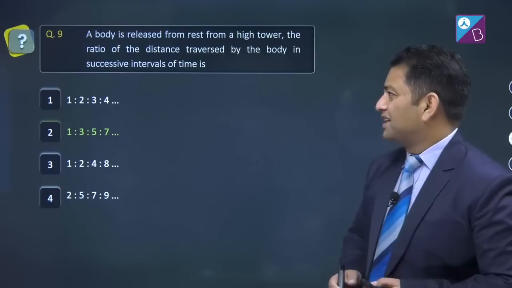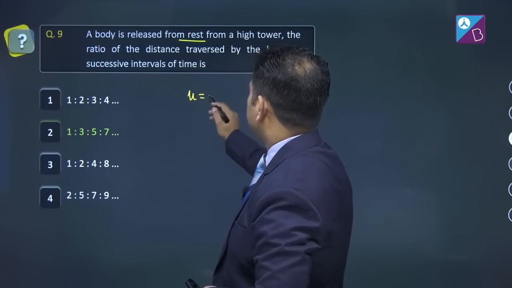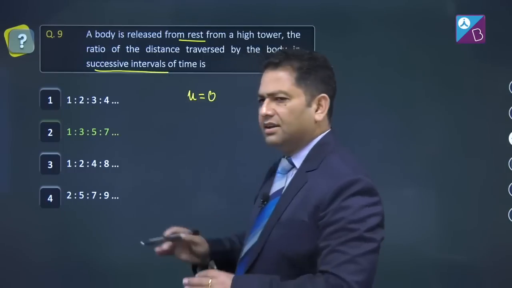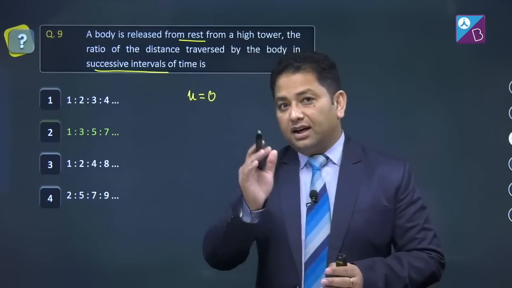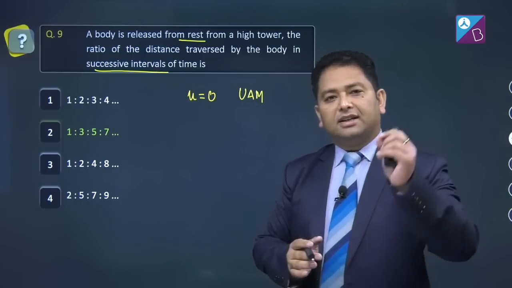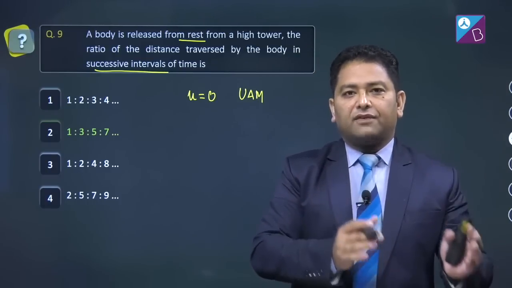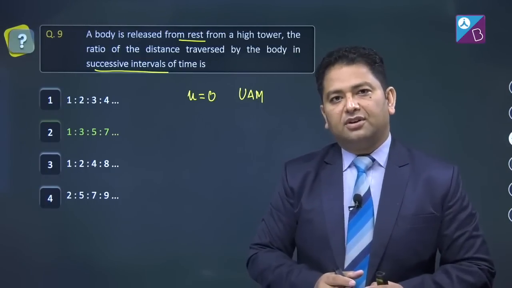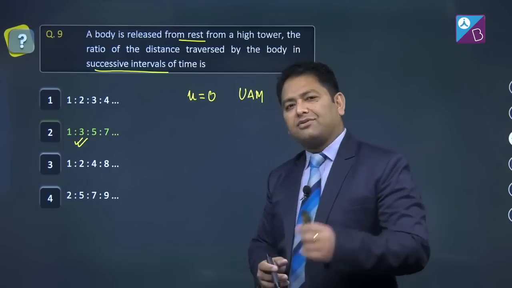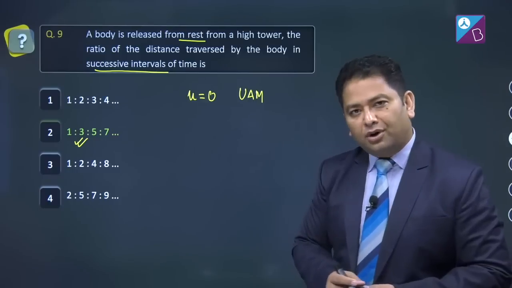All right, let's go to the next one. Question number 9 क्या कहता है? A body is released from rest, यानी initial speed 0. The ratio of distance traversed by the body in successive interval of time. This is a straightforward fact-based question कि अगर motion uniformly accelerated है, जो कि हमारे केस में it is, because the acceleration present is acceleration due to gravity and that is constant. Or in uniformly accelerated motion, if initial speed is 0, तो ऐसी कंडीशन में the distance traveled in successive interval of time will have the ratio of 1:3:5:7. Straightforward fact-based question, यानी time management में ऐसे questions बहुत मदद करेंगे.